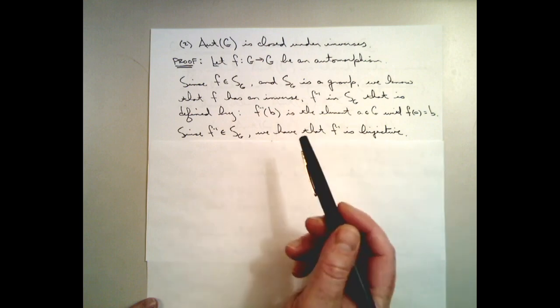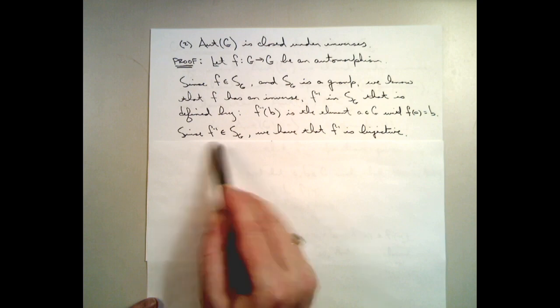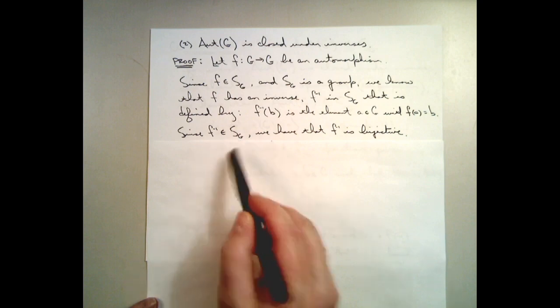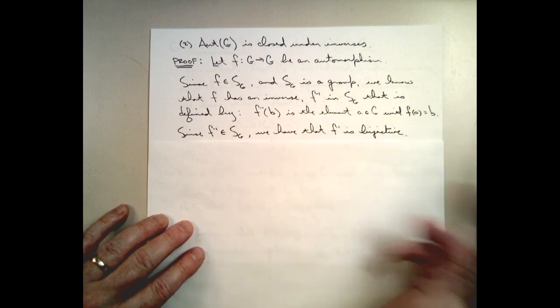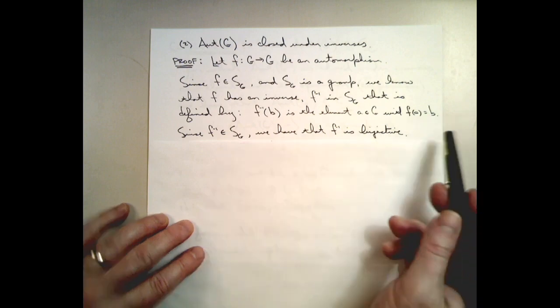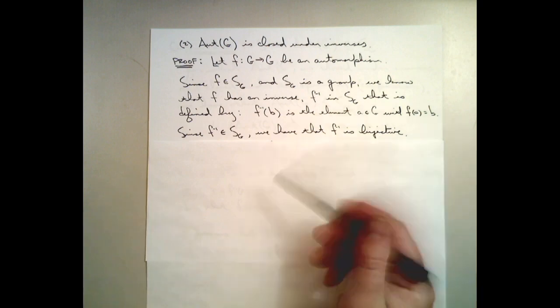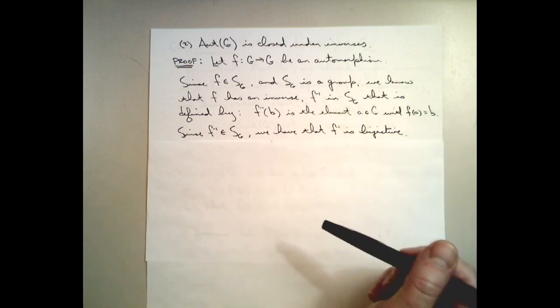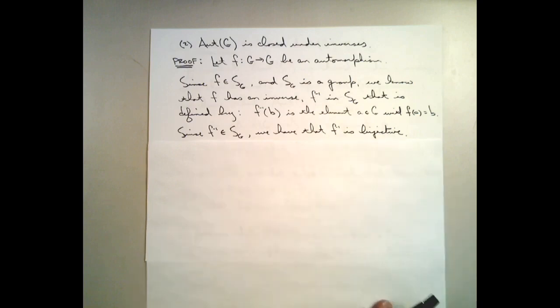Well, to start with, since we know that the inverse of a permutation is also a permutation, we have from our work earlier that F inverse is bijective. So that part of the definition of isomorphism is already satisfied. We just have to show that F inverse preserves the operation on G.